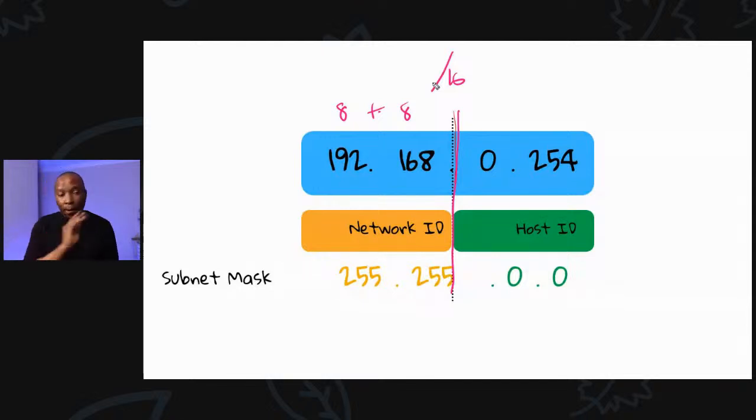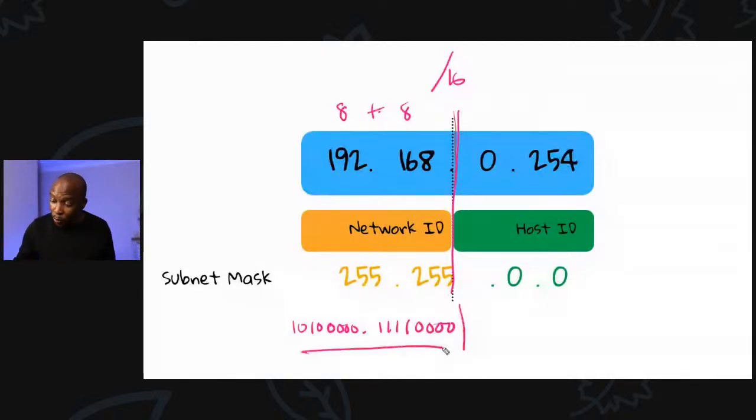address. Remember, we said our IP address is 32 bits in binary, and it will look something like 1010000.1111000 dot. So when we count those bits, these bits are 16 bits, and thus we call it a slash 16. That's where it's coming from. Very important.